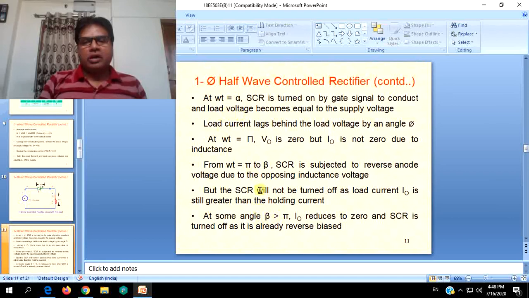So from alpha to beta, the conduction takes place through the load, and beta is the angle at which the current becomes 0. Beta is called the extinction angle, and beta minus alpha, the period during which conduction takes place, is the conduction angle, gamma.